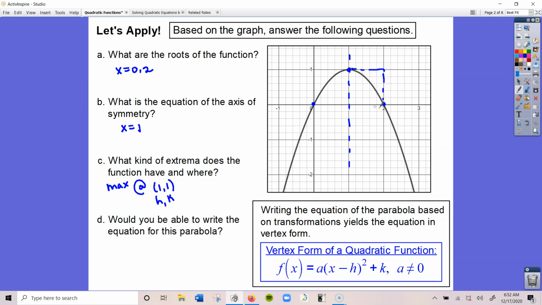The vertical distance from 1 to 2 is 1, and the horizontal distance from 0 to 1 is also 1. Either way, they're both 1. And if you remember with parent functions, the distance between the vertex and the next available point is also 1 for the horizontal and 1 for the vertical, so there is no dilation here. So in order to write this equation, we would say f of x is equal to negative (x minus 1) squared plus 1.